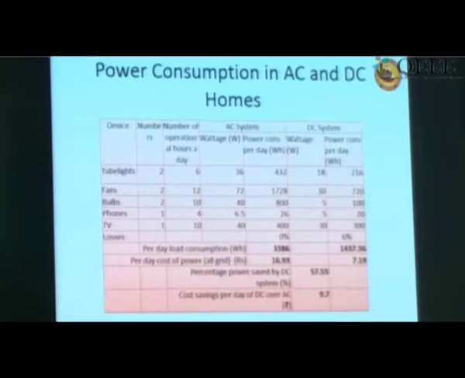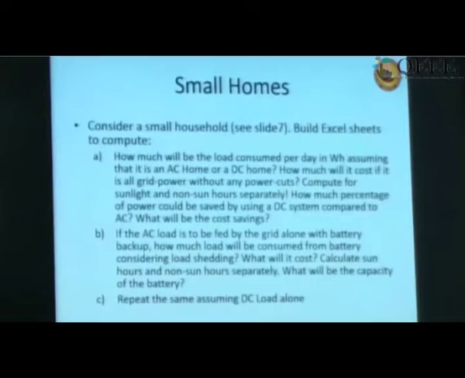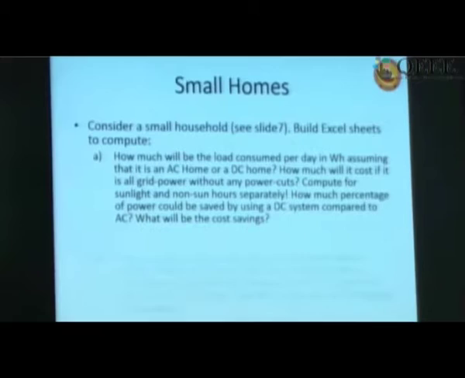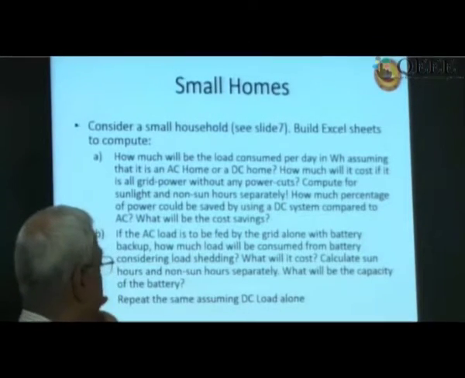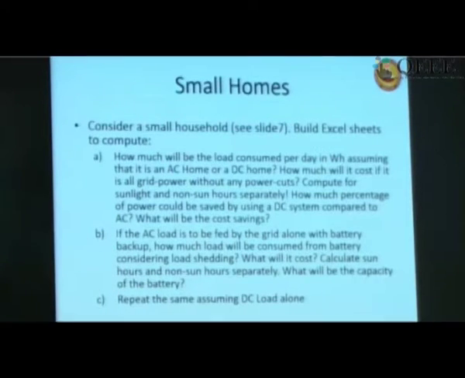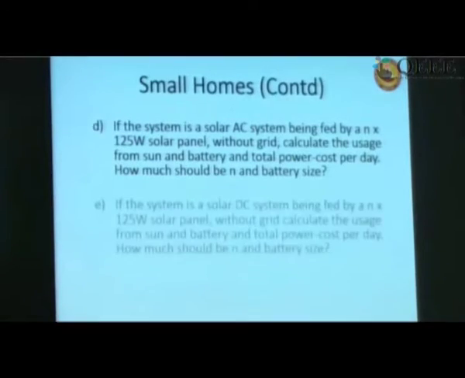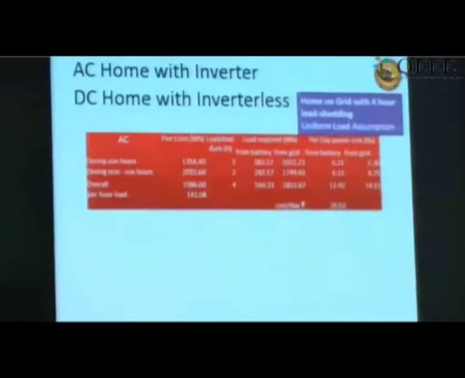Now what I did in question number 1, 2. If you look at 2, the second question was, if the AC load is to be fed from the grid alone with battery backup, and we are assuming 4-hour power cuts. Remember, a 4-hour power cut we had assumed. Now it goes through a battery, so you will require a battery. What is the cost? Then repeat the same thing for DC. So 1.2 and 1.3 is what I will show now, the result.